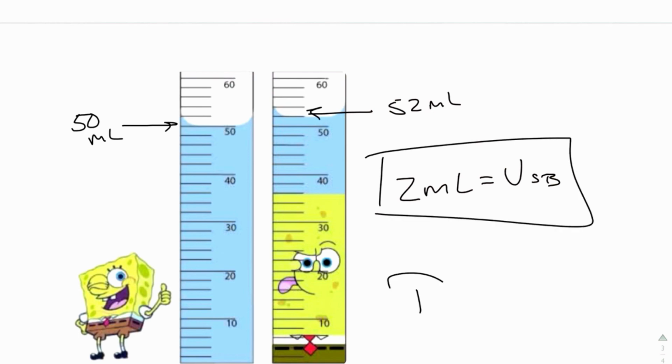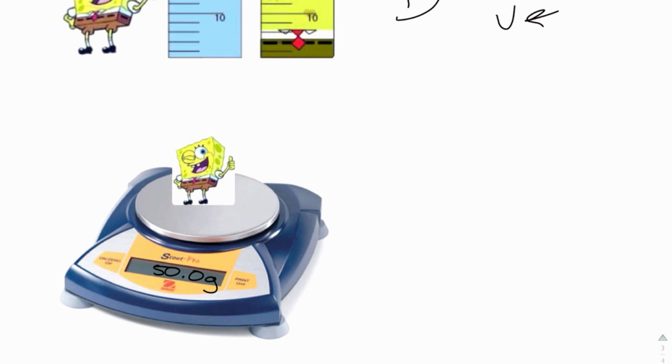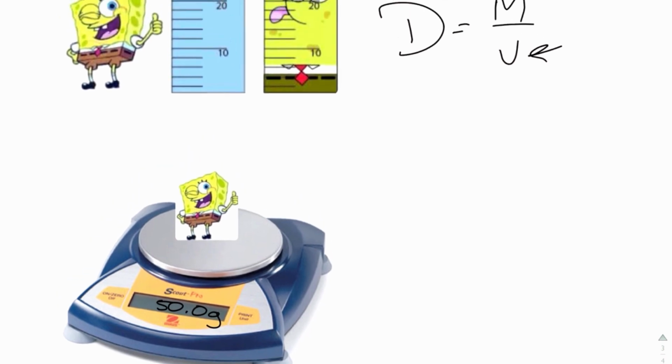But if you remember, we have to get density equals mass over volume. So we have the volume, which is 2 milliliters, but now we need one more part of the equation. We need the mass of SpongeBob. How do we get it? Well, we simply just take SpongeBob and we throw him onto an electronic balance. And we see that the mass of SpongeBob is 50 grams.